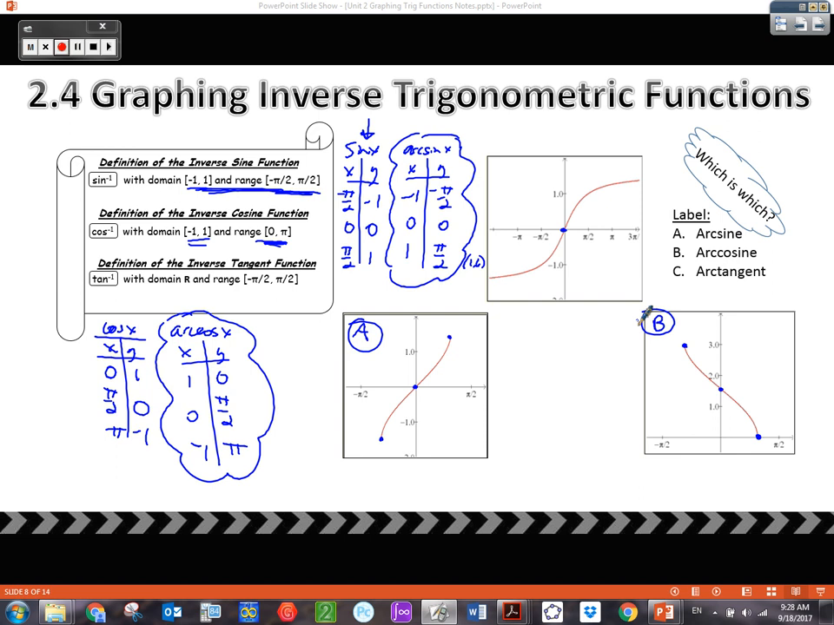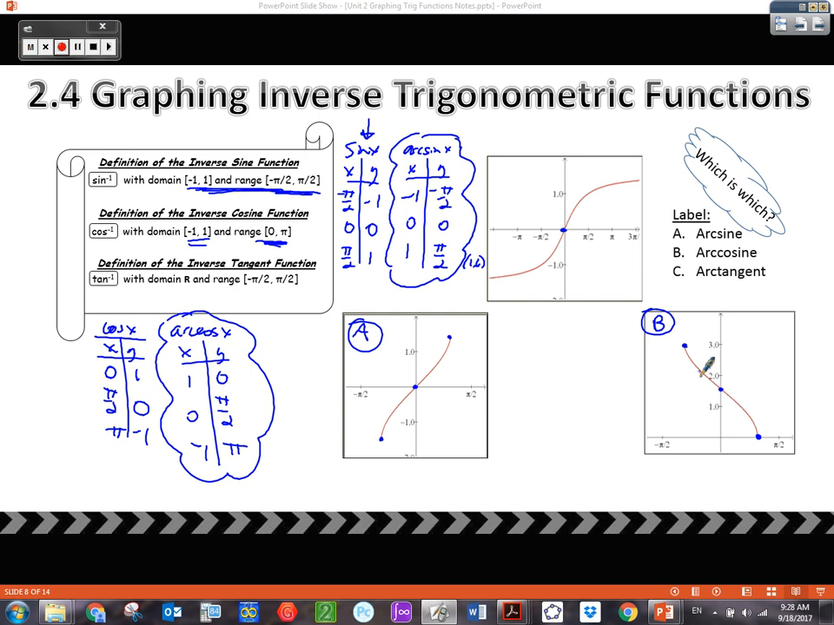The bottom part of the graph is concave down. See how that's curved down? And the upper part of the graph is concave up. See how it's curved up? We've talked about concavity a week or so ago. Hopefully we remember that. All right, so that is our arc cosine graph.